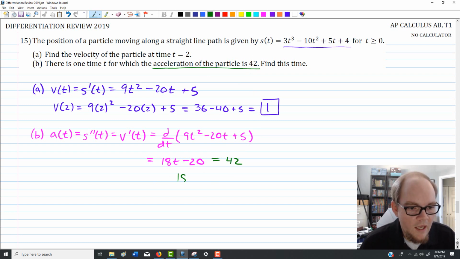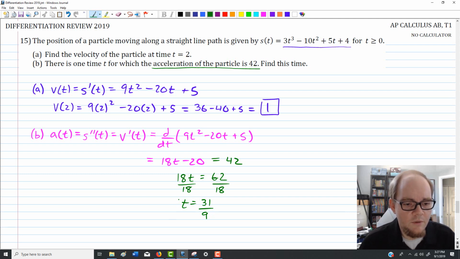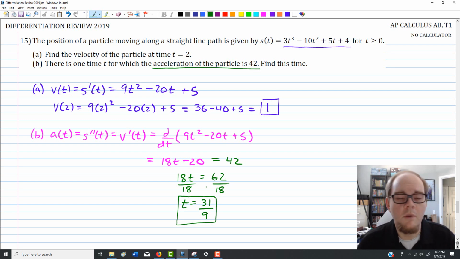When we do, we get 18t equals 62. And then we want to find the time. So I'm going to divide by 18. t will be equal to 62 over 18, but if I divide by 2, I'll get that t is equal to 31 over 9. So that's the spot for which the acceleration of this particle is literally equal to 42, whatever the units happen to be.